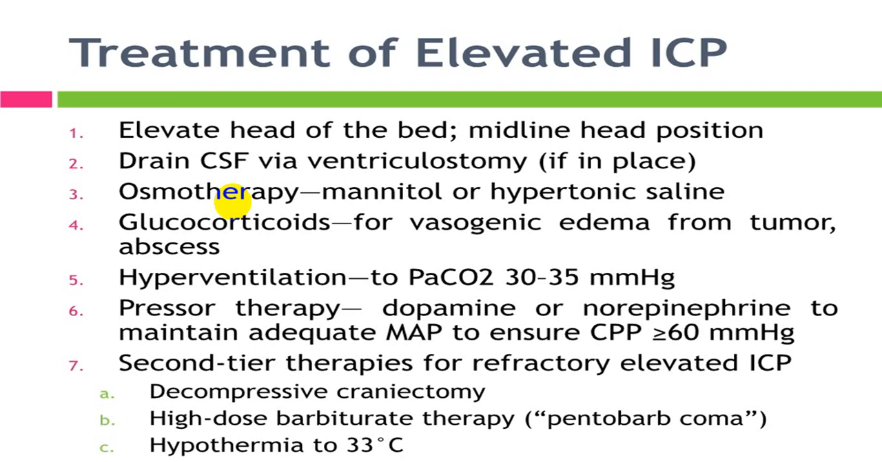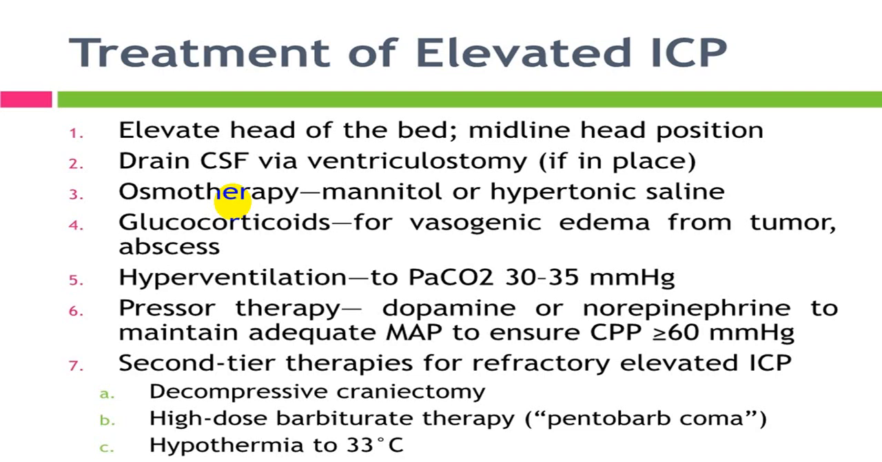Glucocorticoids will be very helpful in vasogenic edema because of tumor, abscess, those groups. Hyperventilation will help you because by hyperventilation you bring down the PCO2 to below 30 to 35 millimeters, and that will produce vasoconstriction, will reduce the edema.